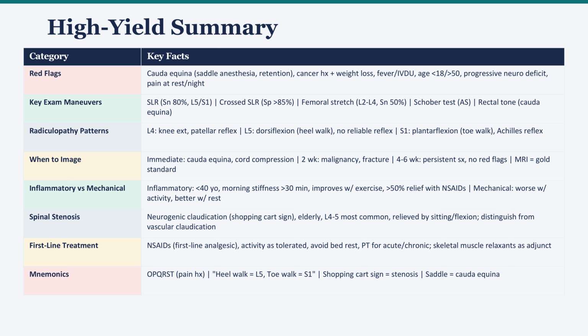Radiculopathy patterns to know are L4 for knee extension and patellar reflex, L5 for dorsiflexion and heel walk, and S1 for plantar flexion, toe walk, and Achilles reflex. Remember that herniated discs compress the nerve root below the disc level. Inflammatory back pain features onset before age 40, morning stiffness greater than 30 minutes, improvement with exercise, and greater than 50% relief with NSAIDs. Spinal stenosis presents with neurogenic claudication and the shopping cart sign in elderly patients. First-line treatment for nonspecific back pain is NSAIDs, activity as tolerated, and avoiding bed rest.